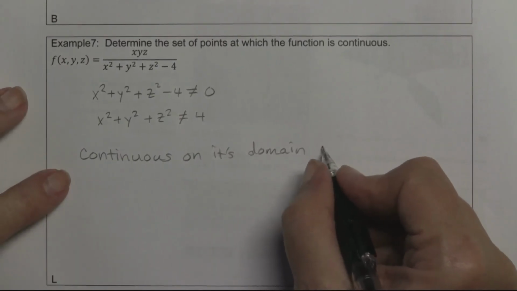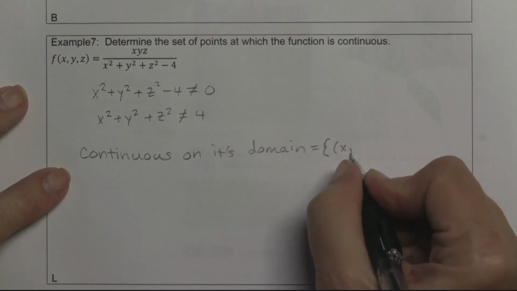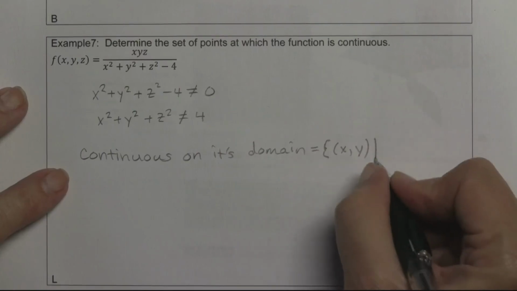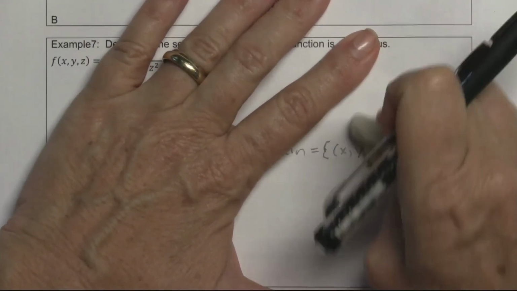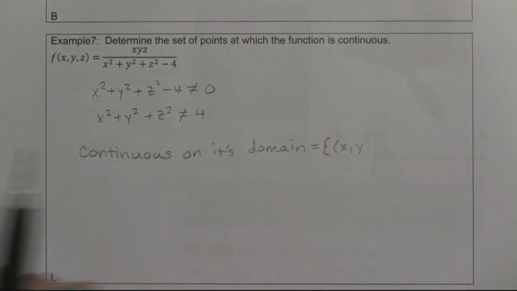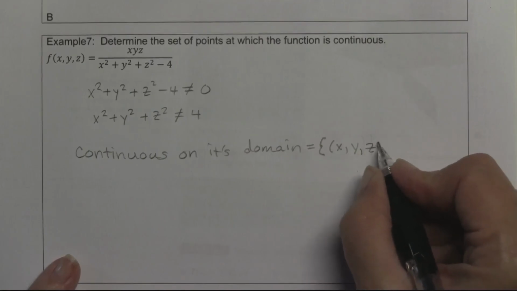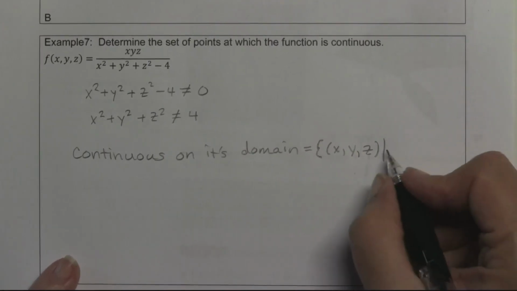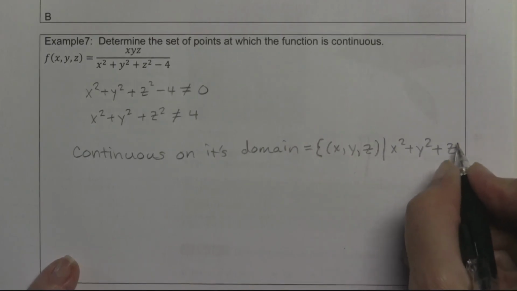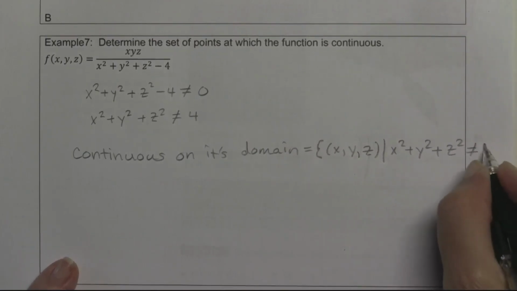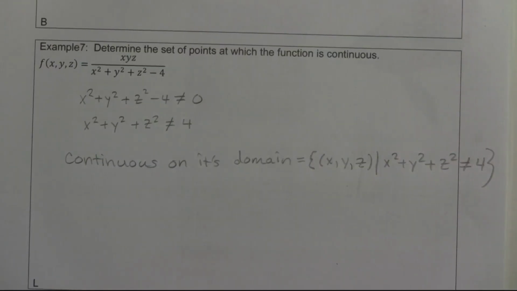and its domain equals the set of (x, y, z), sorry, (x, y, z) such that. If Susie was here, she would have stopped me from that typo. My little cat, she's really good at helping me with my typos. Okay, so it's continuous on its domain, and that is its domain.